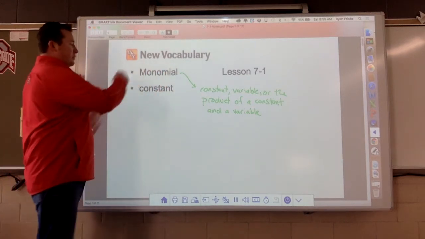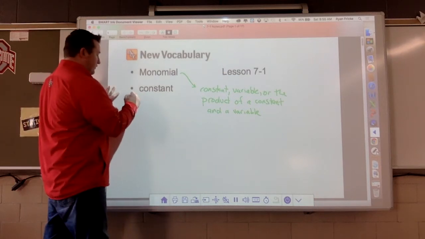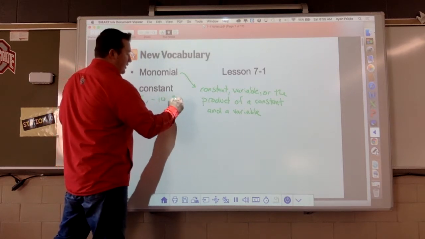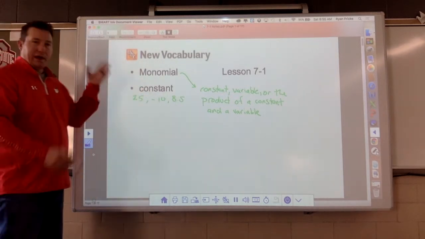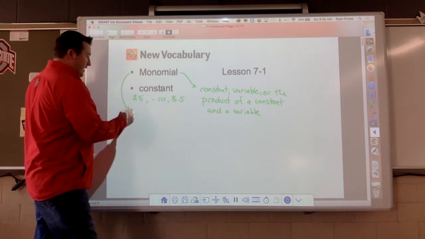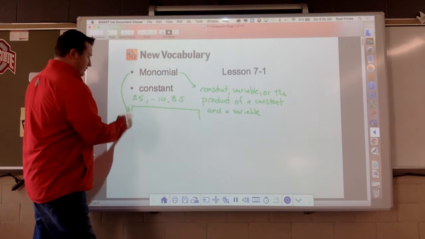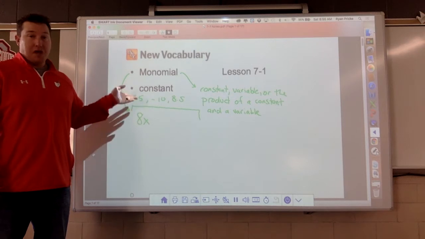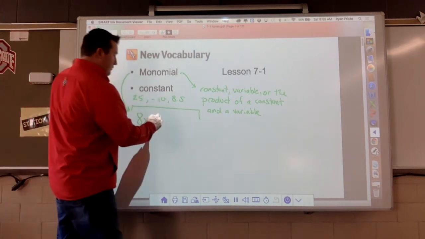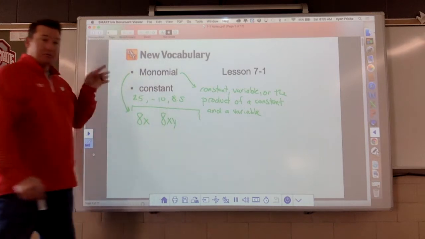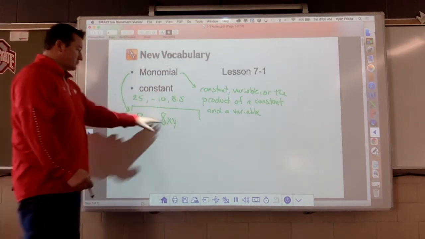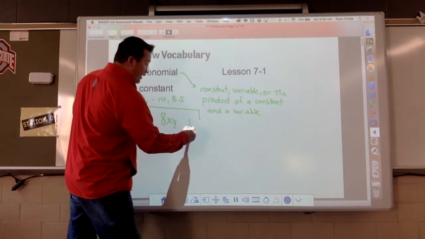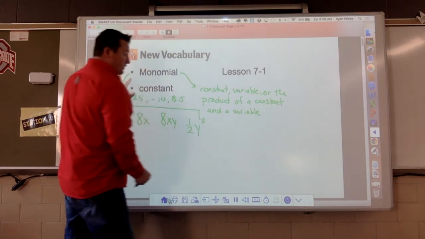So let me give you some examples of monomials. So constants, I'll quickly put a few under here. Like 25, negative 10, 8.5, okay? Those are fine. 1 half, whatever. Monomials. Here are some examples of monomials. 8x, okay? That would be the product of a constant, 8, and a variable, x. Maybe we could have 2 variables in there. Aha! That would work too. Okay? Are we allowed to put exponents on these? Sure we are. So you could have like 1 half y cubed.